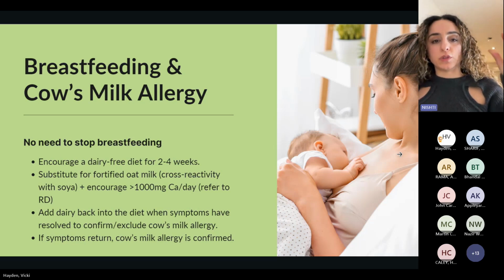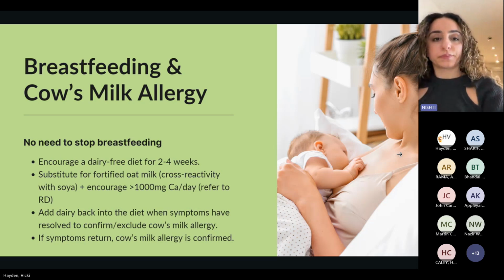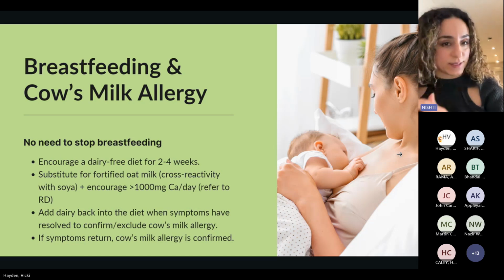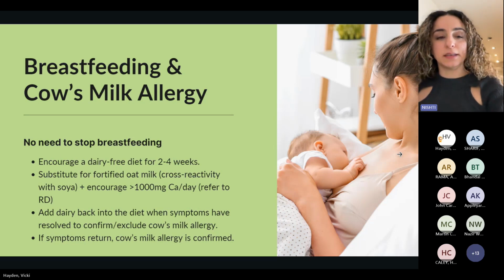But it's very important to understand that the protein from cow's milk can pass from mother to baby. And therefore, if non-IgE is suspected in a breastfed baby, then mom has to go on a dairy-free diet for 2 to 4 weeks, not a lactose-free diet, because remember, breast milk is mainly made from lactose anyway, so we can't exclude that.